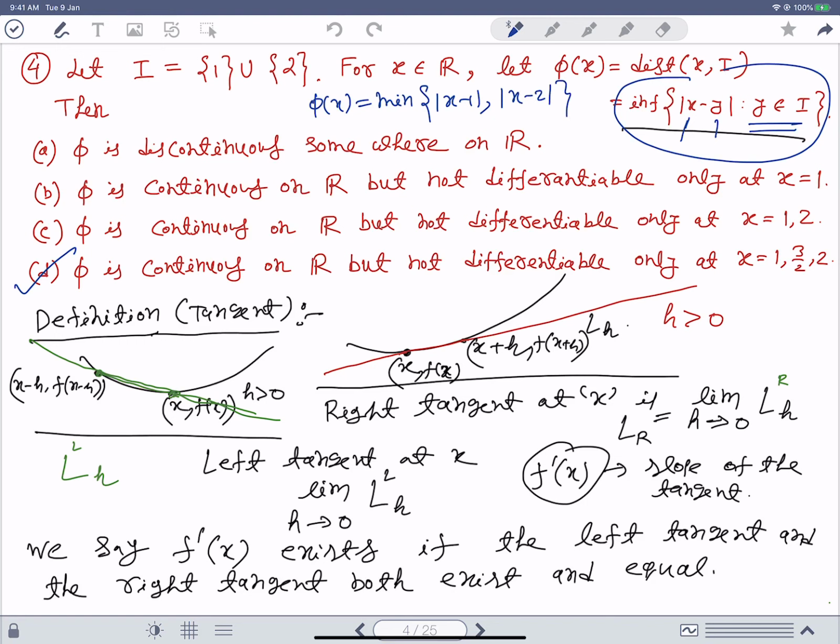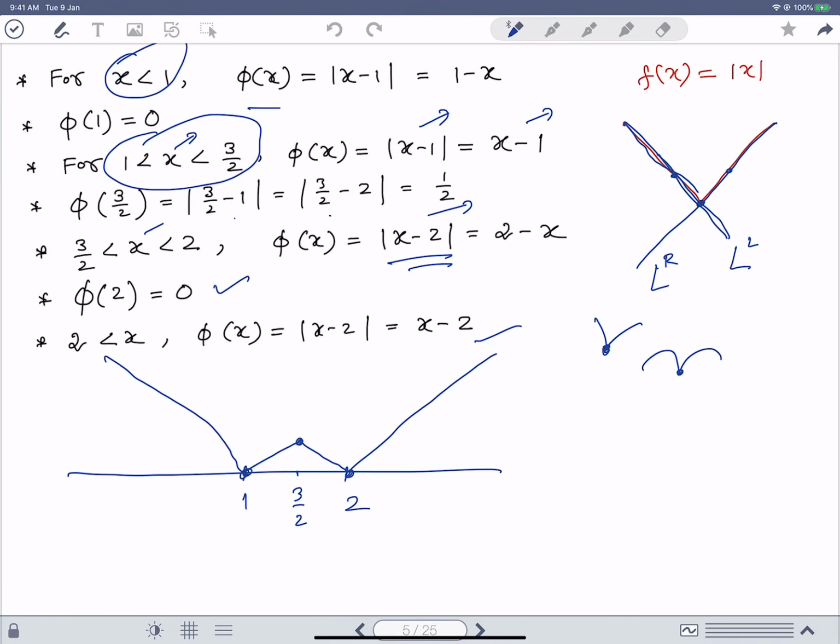Now, if you have x less than 1, that is the left side of 1, then that distance will be the lower one. So, if you have x less than 1, then phi x will be |x minus 1|. So, we are writing that. And |x minus 1| is 1 minus x, as x is less than 1. So, we need a positive value, right? Okay, sir. Fine? Okay.